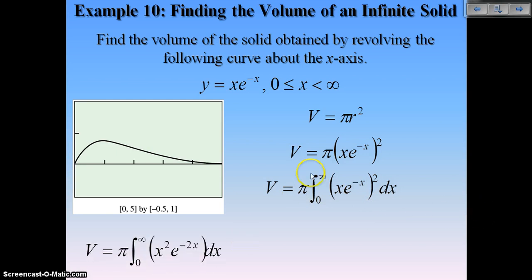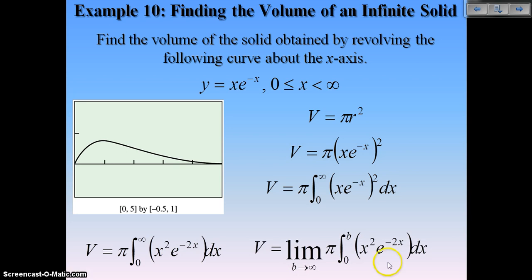Now, why is it to infinity? Well, because again, this up here is to infinity. So this keeps going forever and ever and ever. I'll start by squaring this. X squared right here. E to the negative x squared is e to the negative 2x. I will knock that infinity out of the integral, so I'll use my limits for that. And now we have b approaches infinity, and we have b up here.